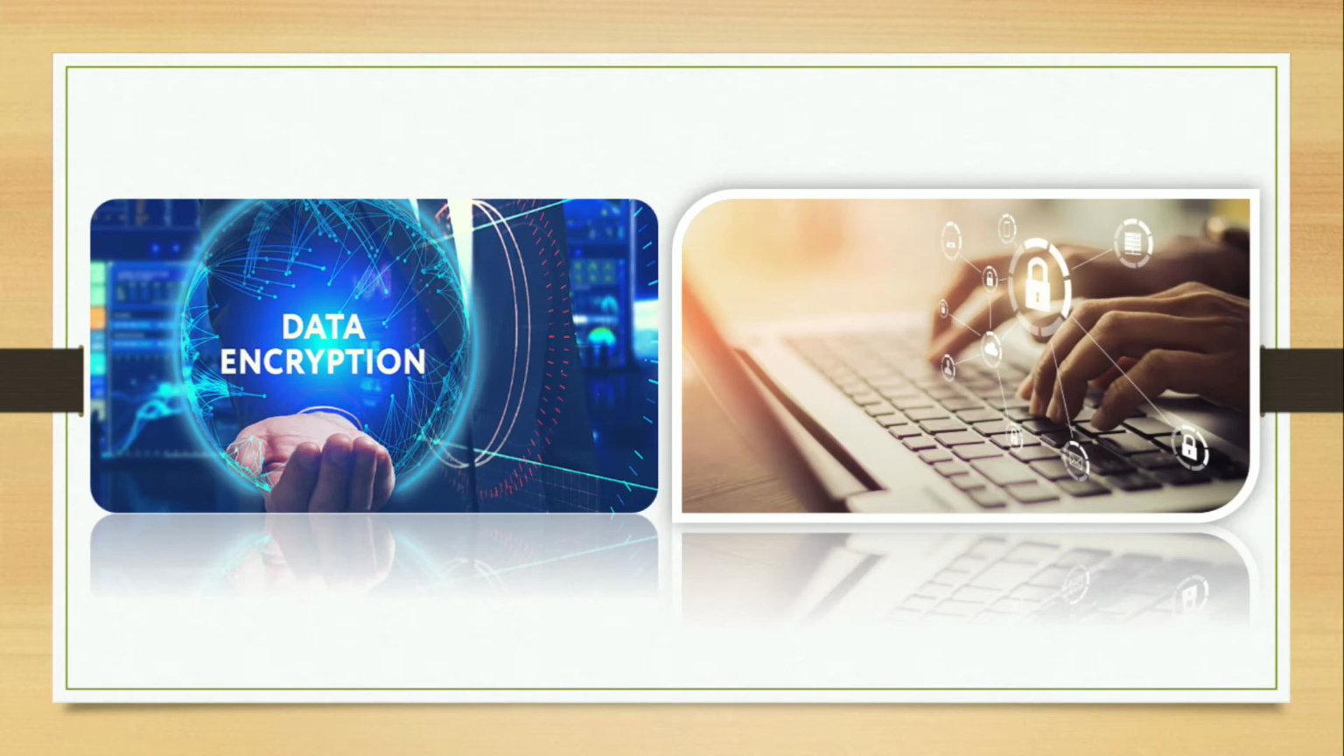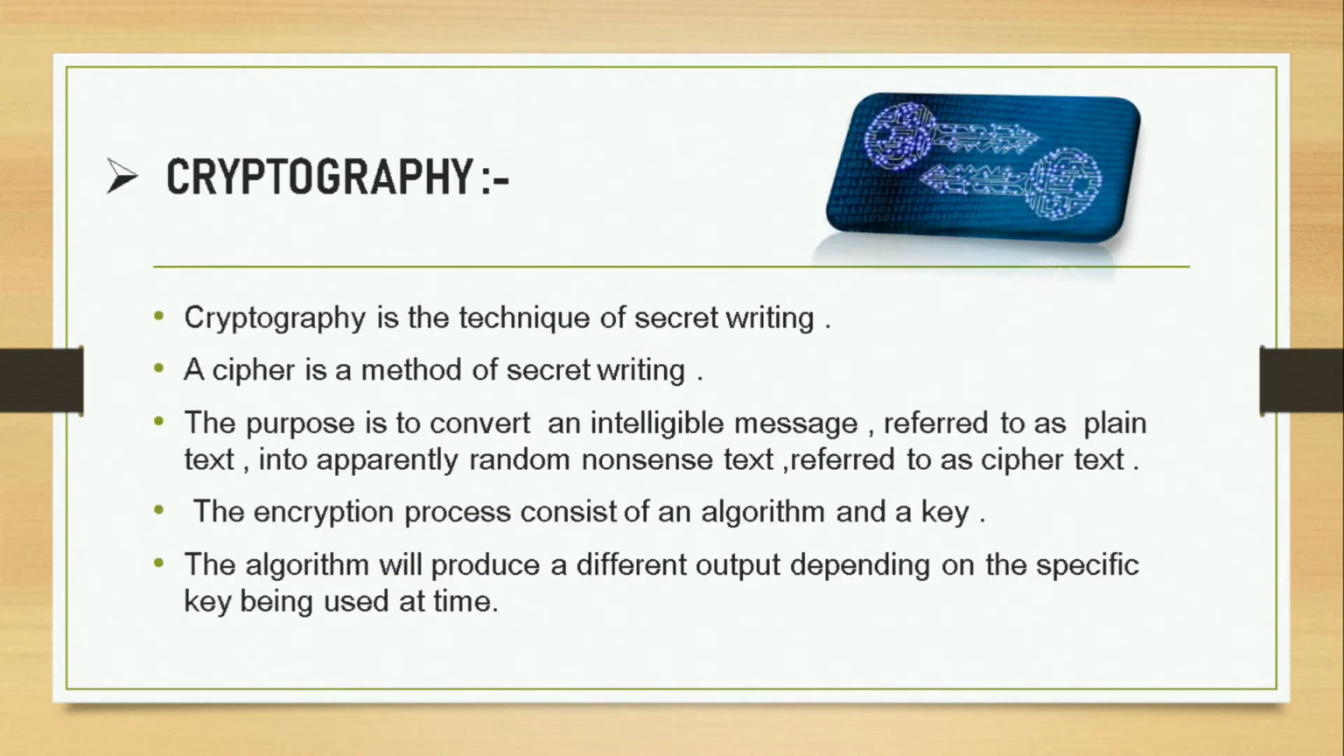Let's see what cryptography is. It is a method of protecting information and communication through the use of code. It is also called secret writing. The purpose is to convert a message, referred to as plain text, into a random text referred to as ciphertext. For cryptography, we use encryption and decryption. Encryption is the conversion of plain text into ciphertext, and decryption is the reverse of encryption.